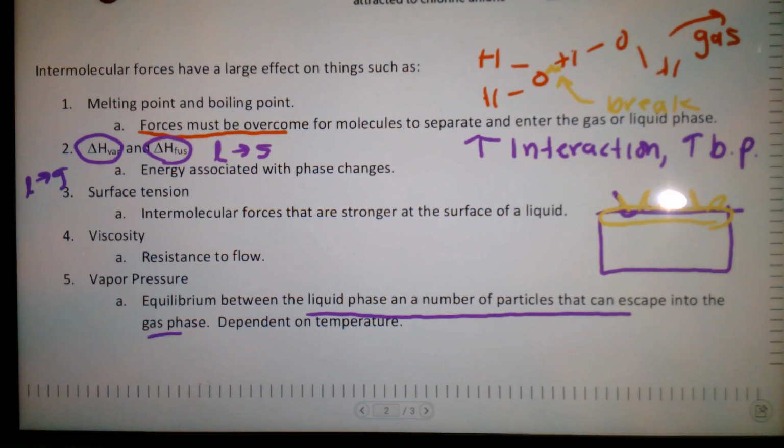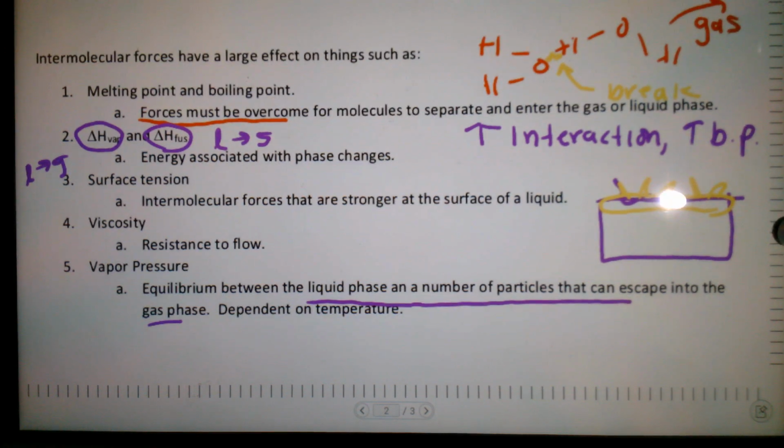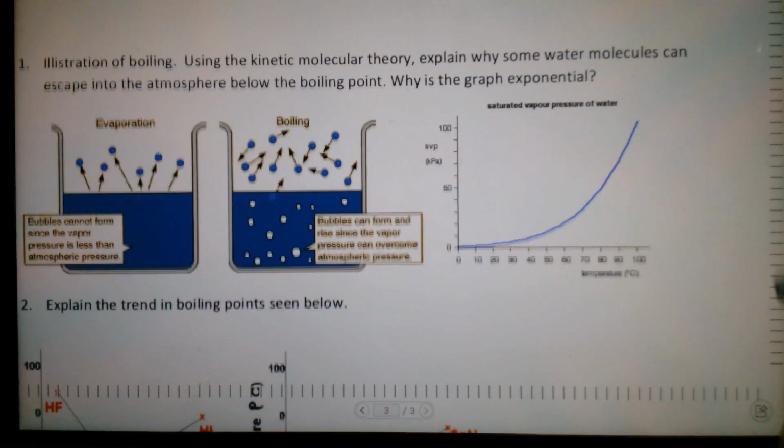Okay, so we'll see that, again, things that are polar, like water, are going to have much lower vapor pressures. But things that are non-polar are going to have much higher vapor pressures because it's much easier for those molecules to separate from one another to get into the gas phase. Okay, so that's kind of the gist of it. Let's go through a couple of examples.